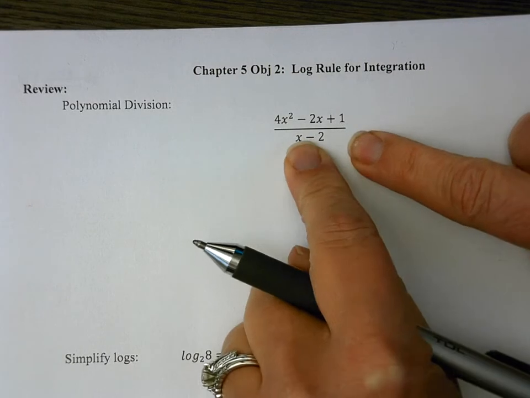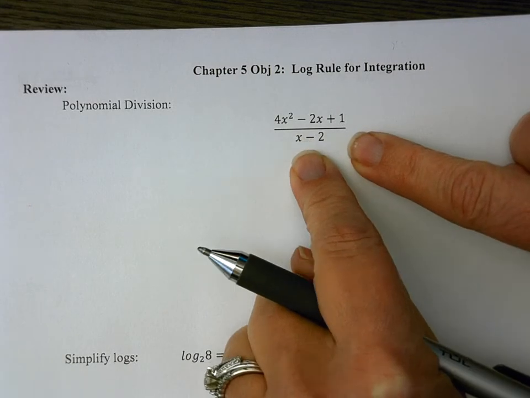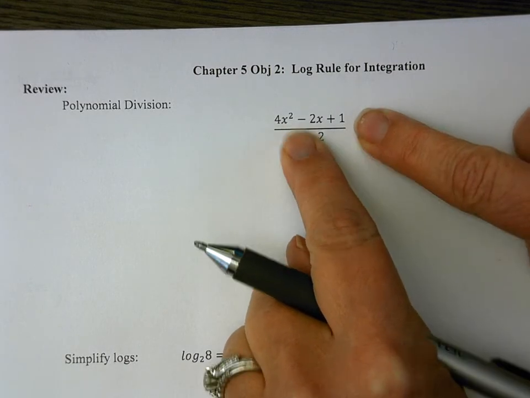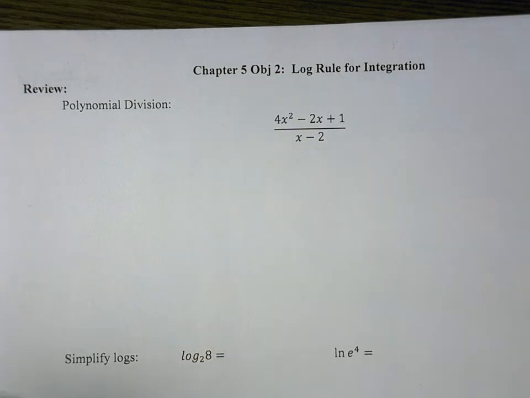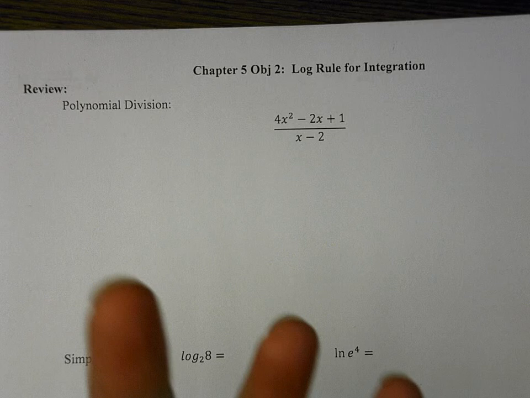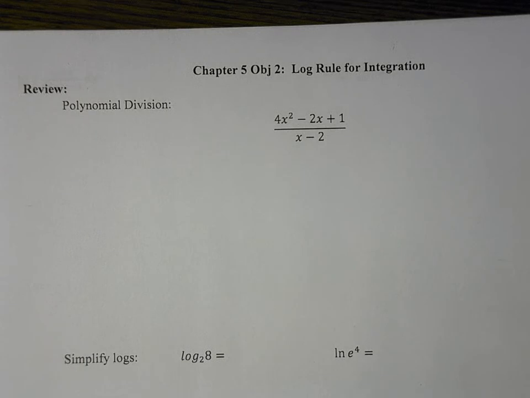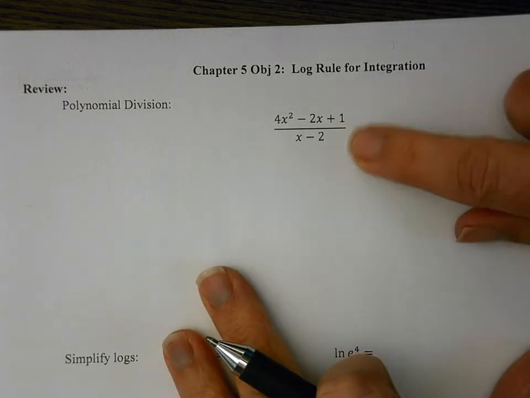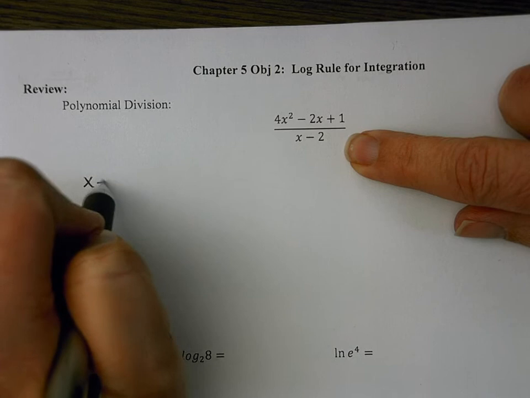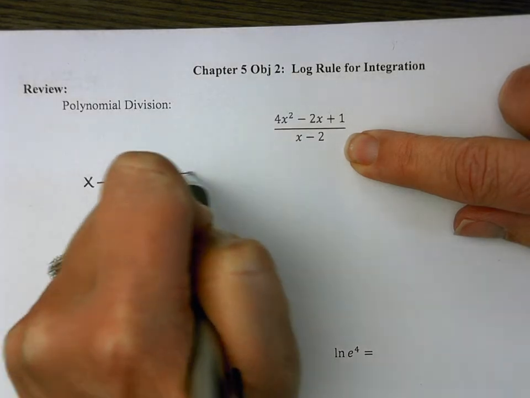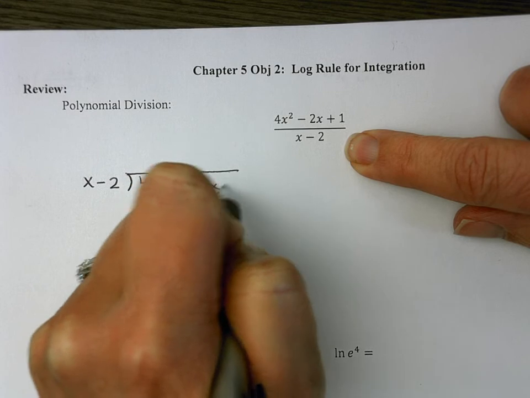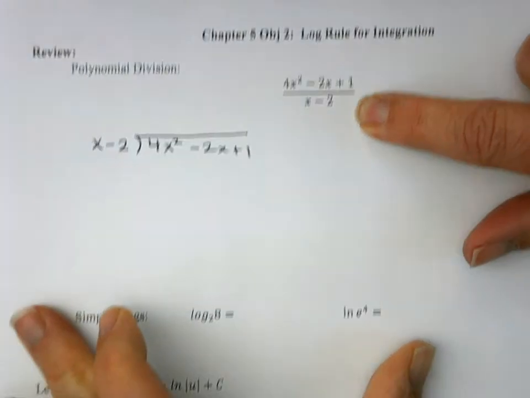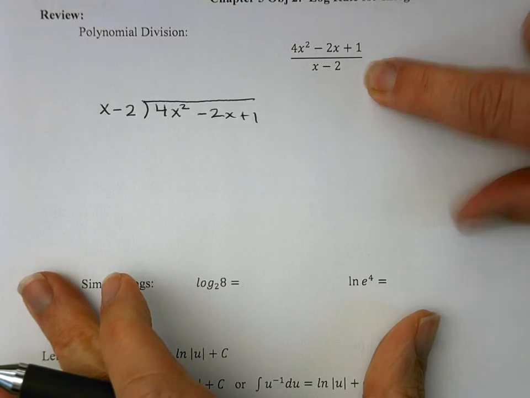So right here, I have what is called an improper fraction, right? The power in the numerator is larger than the power in the denominator, and so to simplify that, we would divide. I'm just going to go over long division, but if you remember synthetic, go ahead and do that as well. So we're going to do x minus 2 dividing into 4x squared minus 2x plus 1. That is our division and how we would set that up.